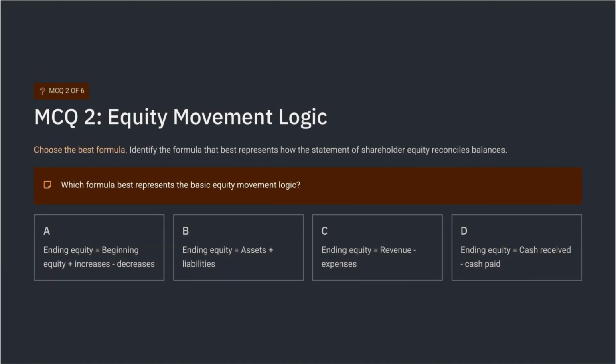Now question 2. Which formula best represents the basic equity movement logic? Option A says ending equity equals beginning equity plus increases minus decreases. Option B says ending equity equals assets plus liabilities. Option C says ending equity equals revenue minus expenses. Option D says ending equity equals cash received minus cash paid. This question is testing the heart of the statement. Do not overcomplicate it. Which option moves from the opening equity balance to the closing equity balance?